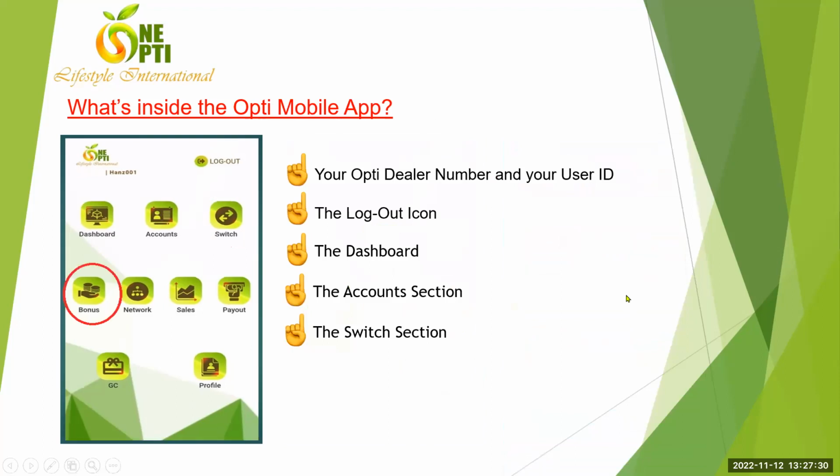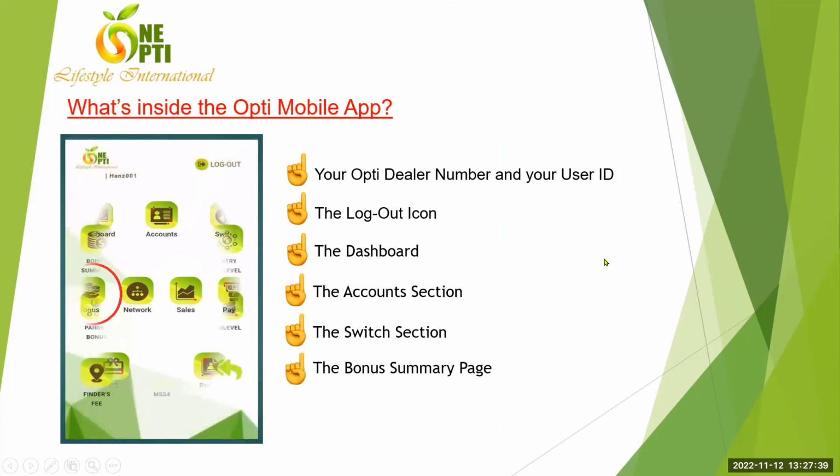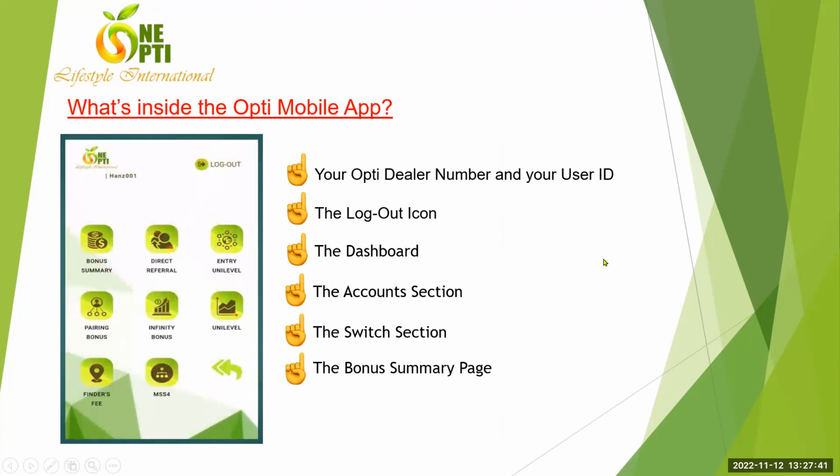Now, if we move on to the next icon, which is the bonus summary page, this will also give you a quick glance of all the different bonuses that you can earn with One Opti. Then we have the bonus summary, the direct referral. For the direct referral, this will give you a quick glance of who are the people you have directed or you have sponsored so far on this particular account.